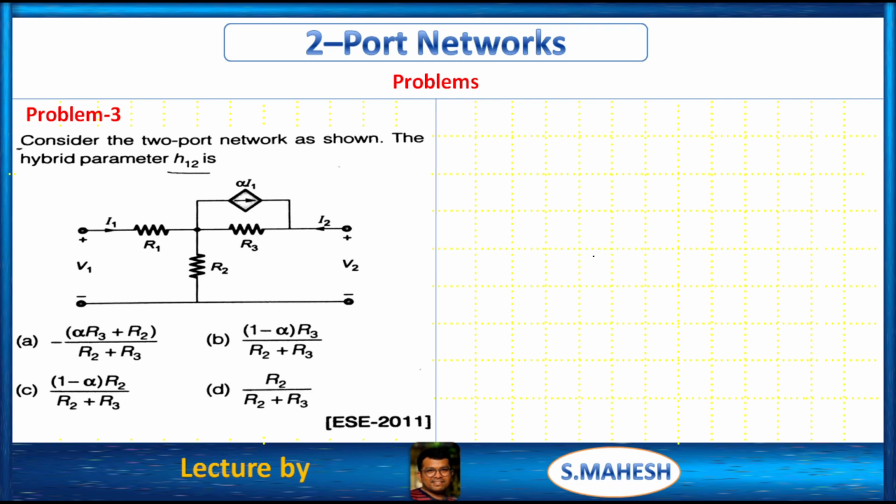So the next problem is, consider the two-port network as shown below. For the hybrid parameters, we have to calculate H12 only.